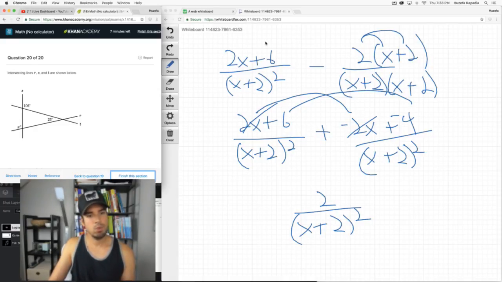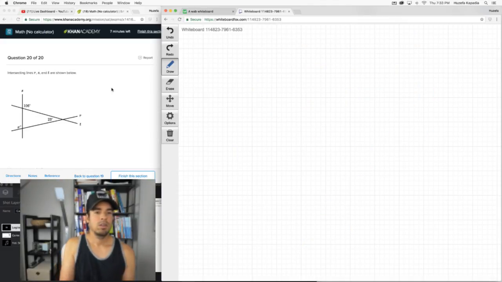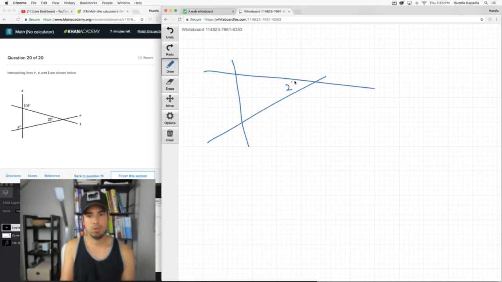That's it for 19, and we got one question left. We got number 20. Number 20 is, we got a triangle and some lines. We know that this is 23. We know this is 106. And we know this is x.